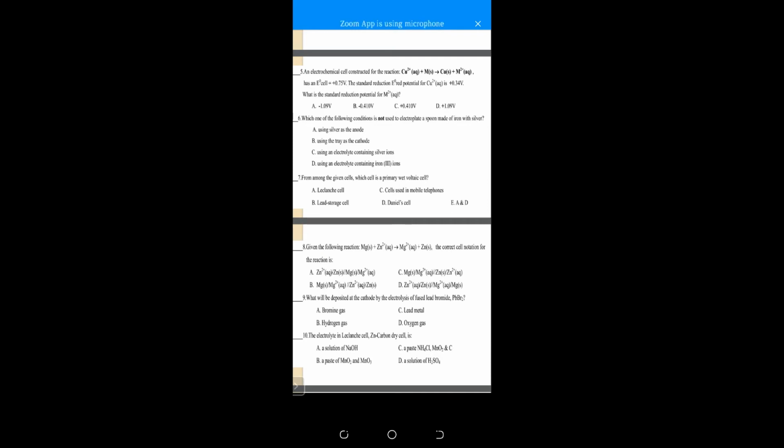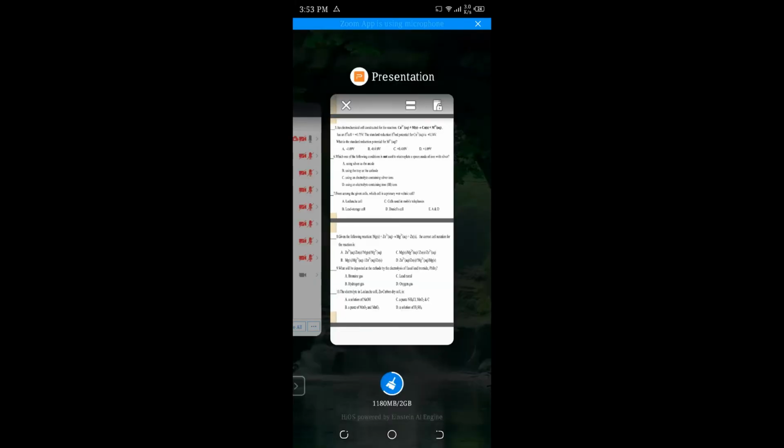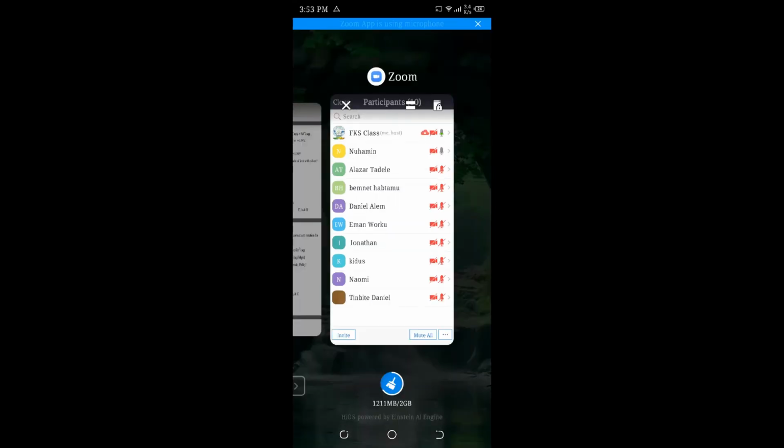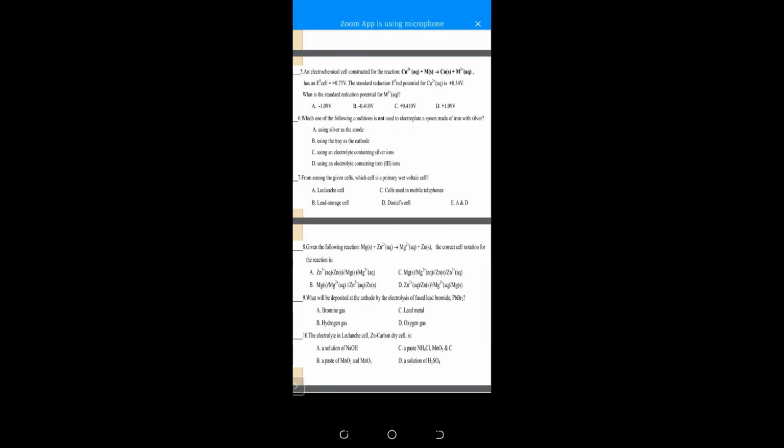Which one of the following conditions is not used to electroplate a spoon made of iron with silver?